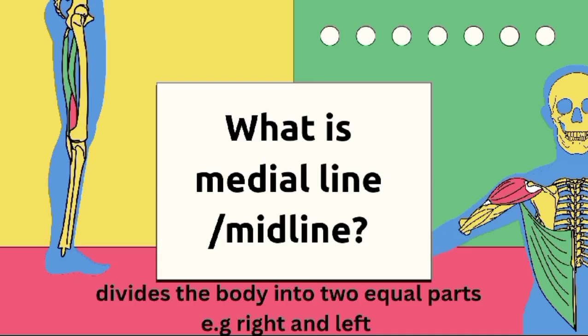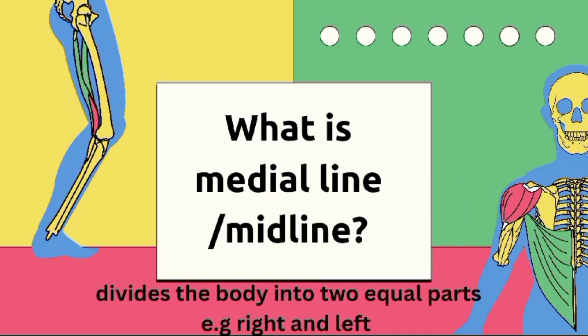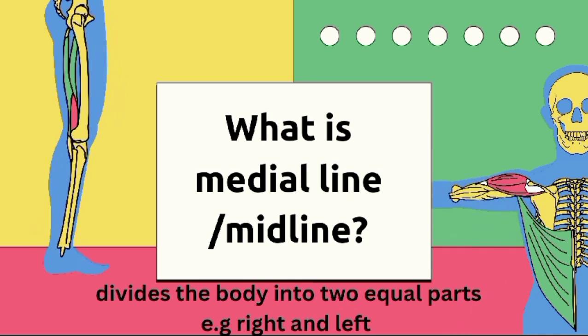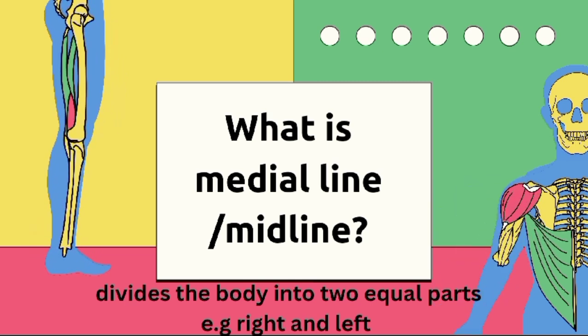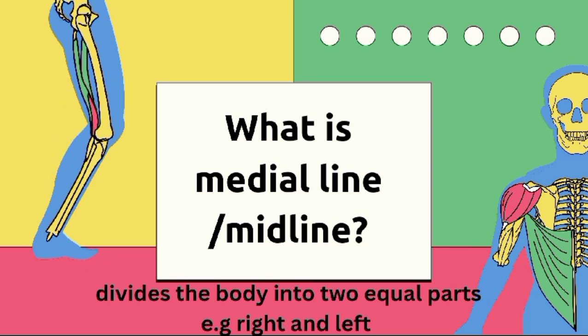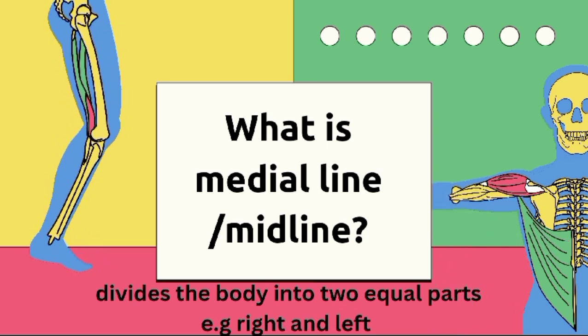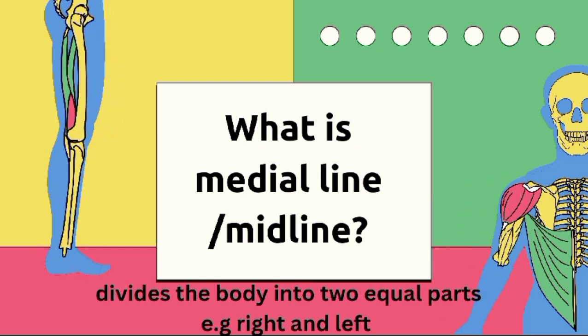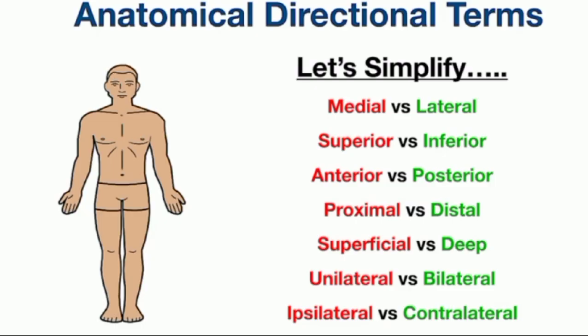For a better understanding of anatomical terminologies, you have to understand what the medial line is, or it is also called midline. It is a line that divides the body into two equal parts, for example, right and left equal parts. Many of the terminologies are used with reference to this medial line. So guys, let's simplify all these anatomical or directional terms in the next slides.